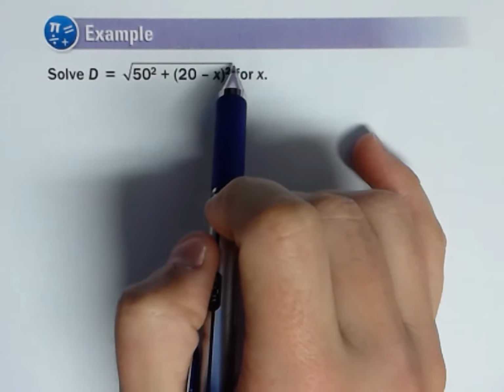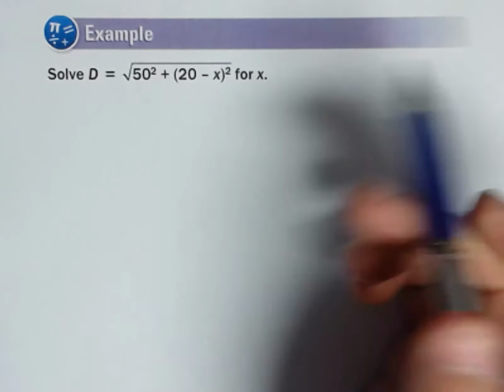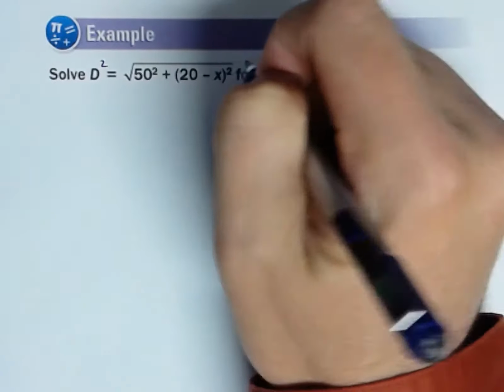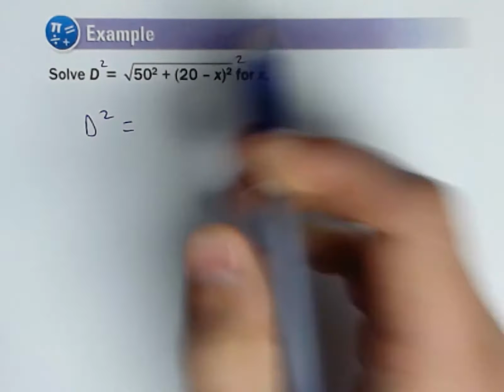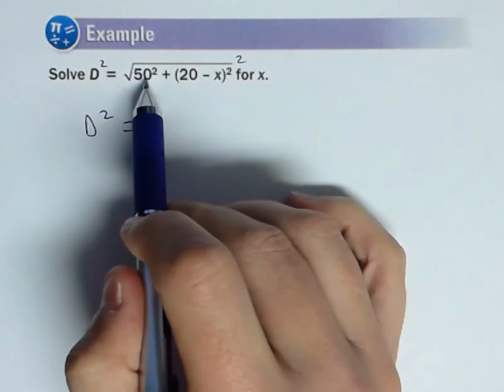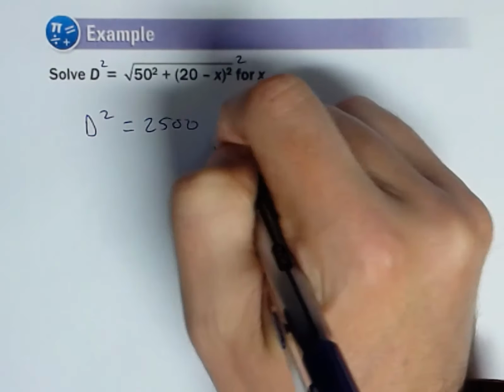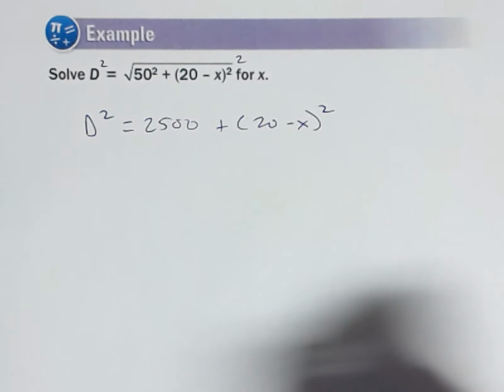So notice our x is under this radical. So to get rid of that, let's go ahead and square both sides right off the bat. So we now have d squared equals, this radical would be gone, 50 squared is just 2,500. So let's go ahead and write that out. Plus 20 minus x, and that quantity is squared.